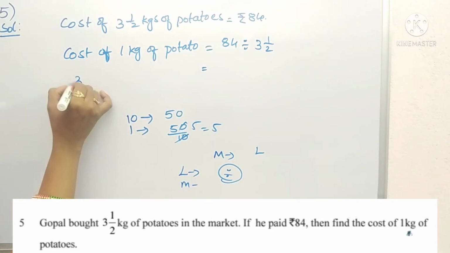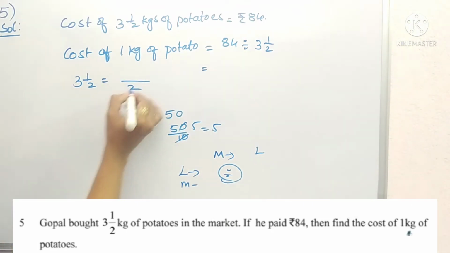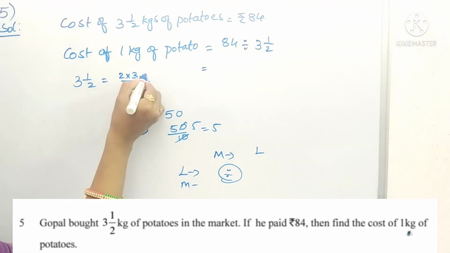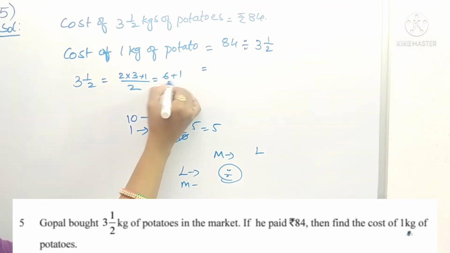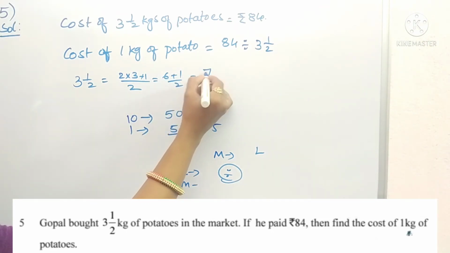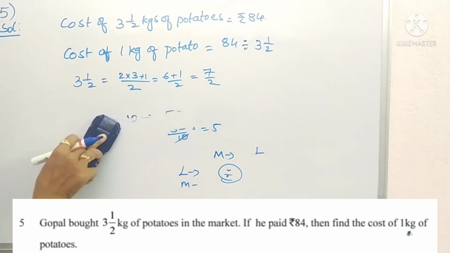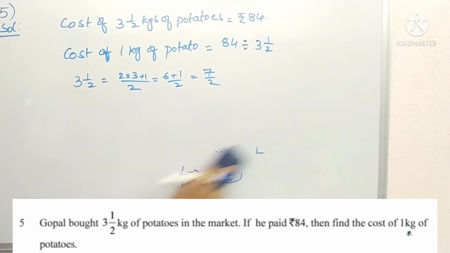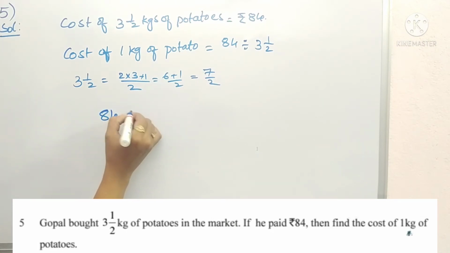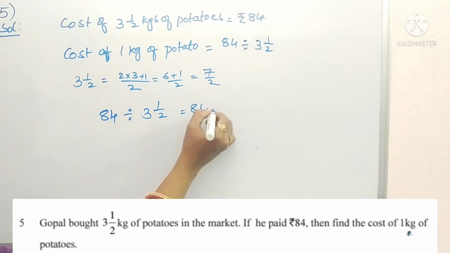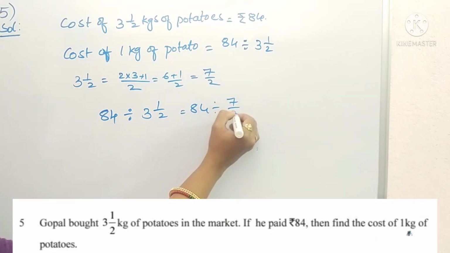Okay. So first, what is this 3.5? We have to convert it into an improper fraction. So 2 into 3 plus 1. 2 3s are 6 plus 1 by 2. So that is 7 by 2. What is the value of 3 1 by 2? 7 by 2. Now we have to find out 84 divided by 3.5. So 84, and 3.5 value is 7 by 2.